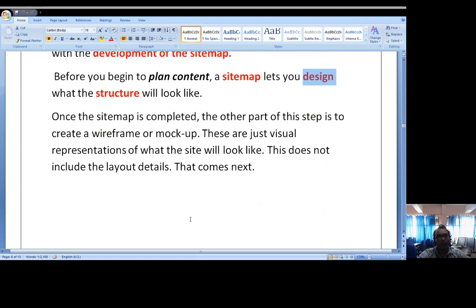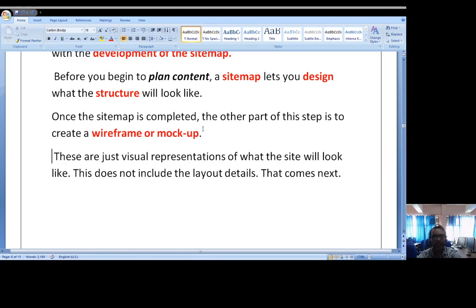Let's move ahead. Once the sitemap is completed, the next step is to create a wireframe or mockup. So in the second process, the most important parts are two: the sitemap and the wireframe or mockup. And we understood what the sitemap really is.